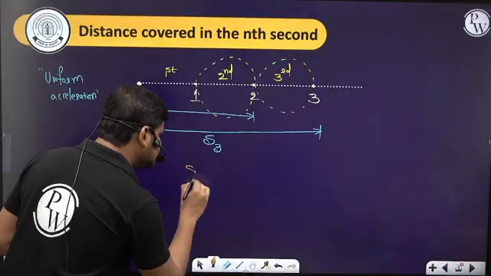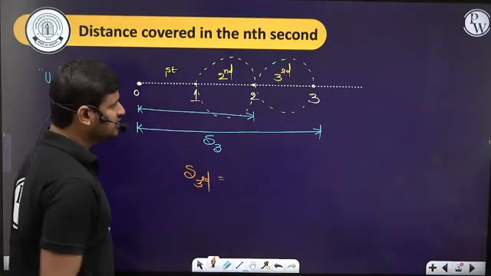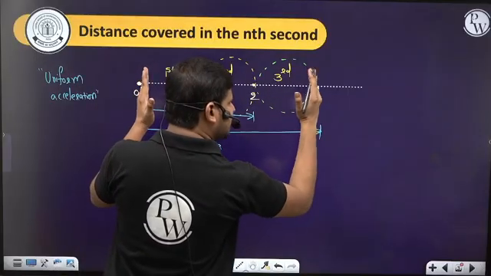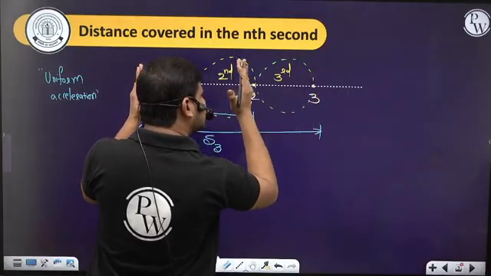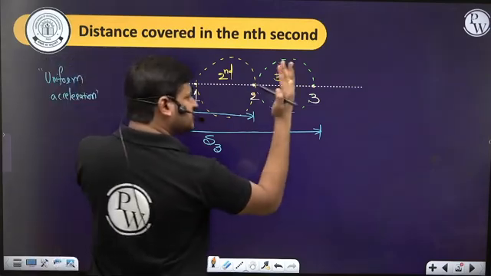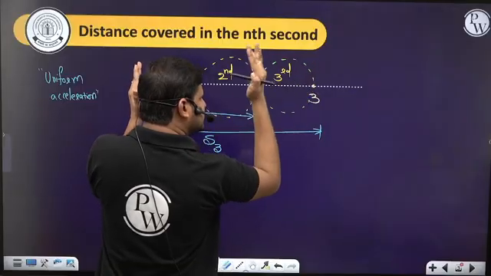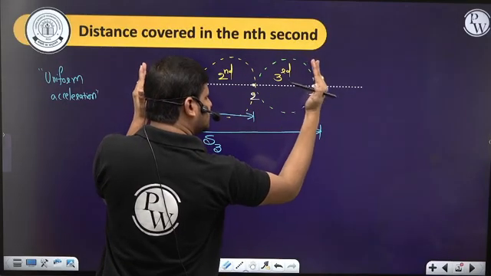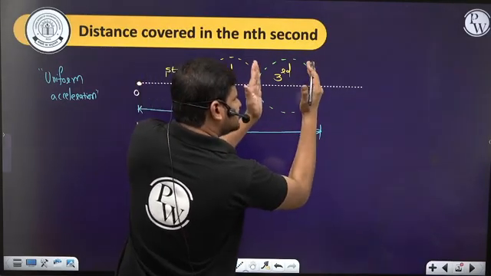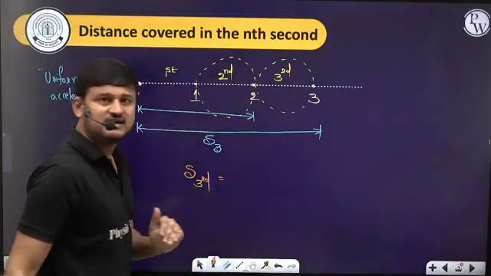So the distance traveled in the particular third second will be equal to the distance traveled in 3 seconds minus the distance traveled in 2 seconds. How much distance the body has traveled in 3 seconds till here, minus the distance traveled in 2 seconds. So this total distance minus this, then I'll get this part only. This part is nothing but the distance traveled in the third second.